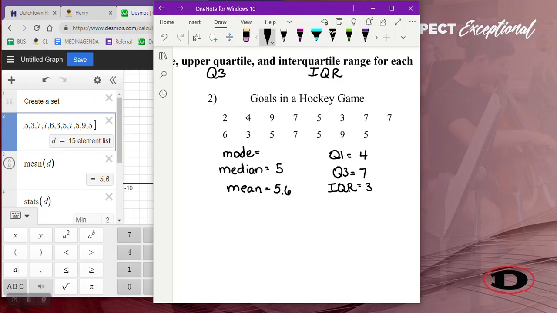Oh, the mode is going to be the one that appears the most. Now, which number appears the most? I think it was 7 because 7 appears 4 times, but 5 also appears 4 times. And since it's a tie, both of them are the mode. So the answer should be 5 and then also the 7. So it has 2 modes.